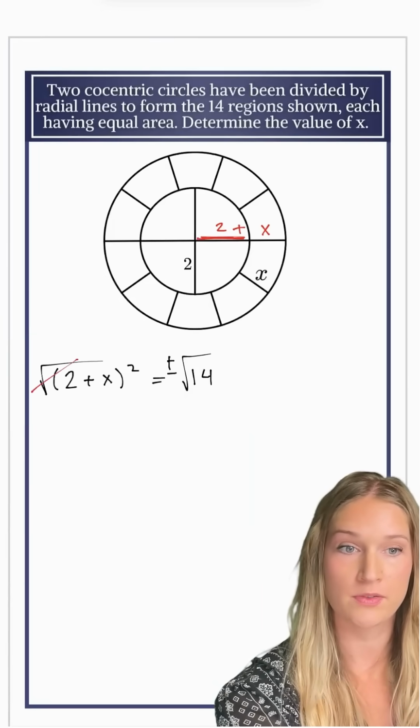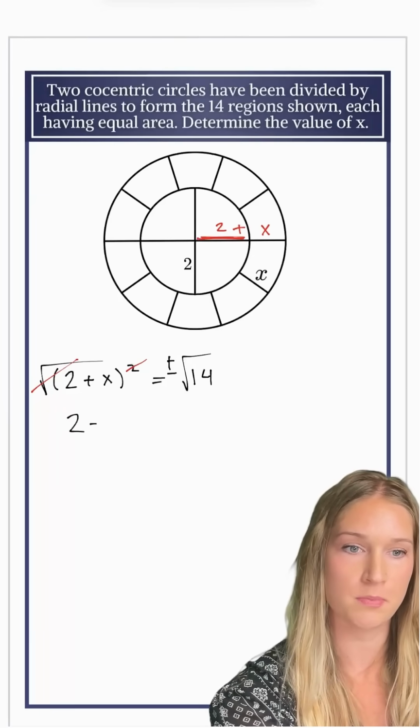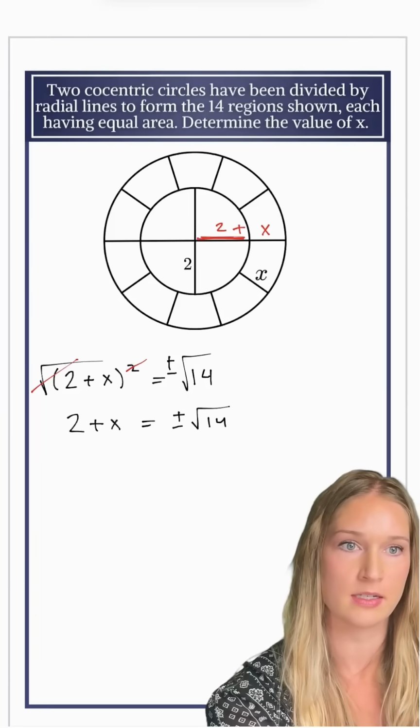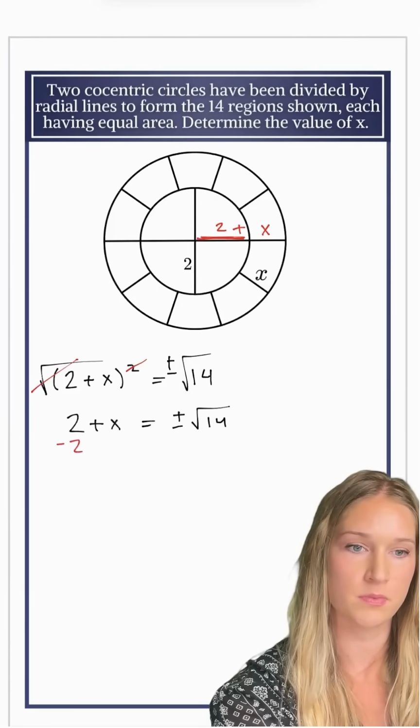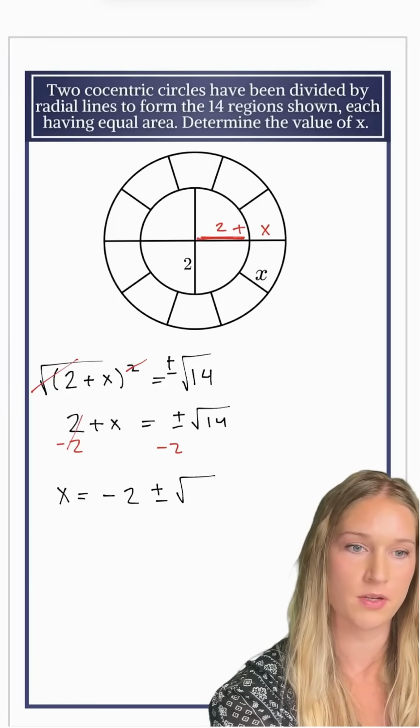On the left, square root and squaring are inverse operations, which leaves me with just 2 plus x equals positive or negative square root of 14. Let's subtract our 2 from both sides. So x is equal to negative 2 plus or minus square root of 14.